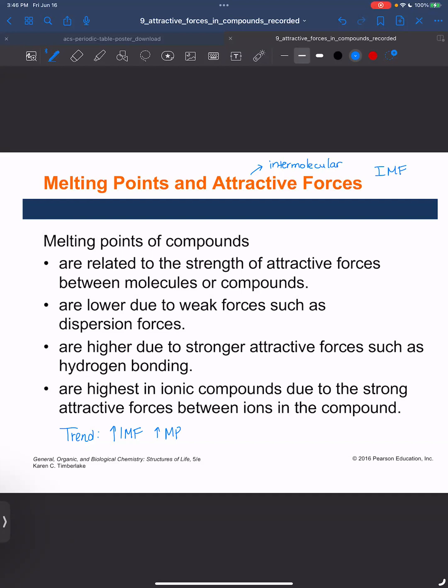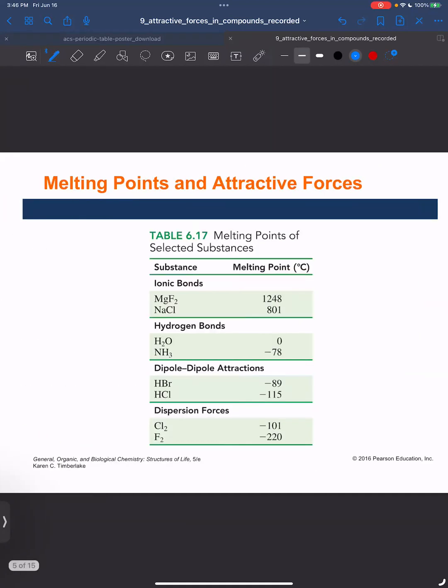So here are some examples of melting points of different substances. So for example, ionic compounds have a very high melting point compared to, for example, the non-polar molecules, which only have dispersion forces, have very low melting points. And you can see hydrogen bonding intermolecular forces or attractive forces are stronger than the dipole-dipole attractive forces alone.